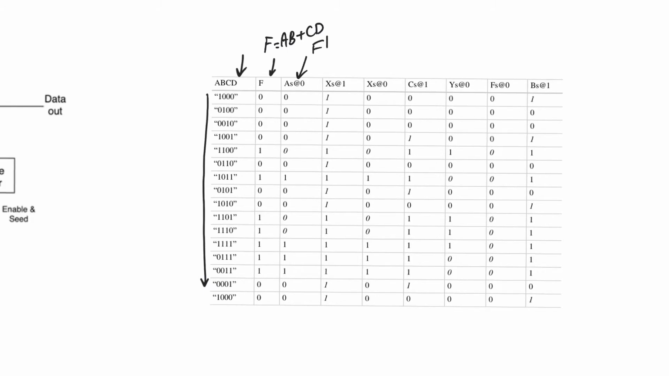In that case, F for A stuck at 0 can be evaluated as the function F where the value of A is always 0, meaning that the first product term is irrelevant, and so the output is equal to CD. And so we can fill this column as the output CD. Similarly, we can do the same for cases where C is stuck at 1, because in that case, for example, F is going to be equal to AB plus D. We can do it for cases where B is stuck at 1. In that case, F is going to be equal to A plus CD. When F is stuck at 0, F is equal to 0.